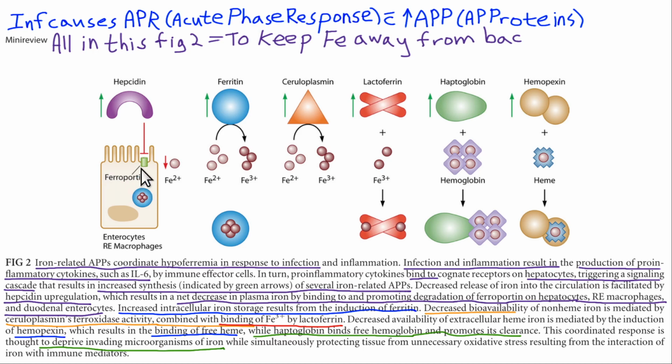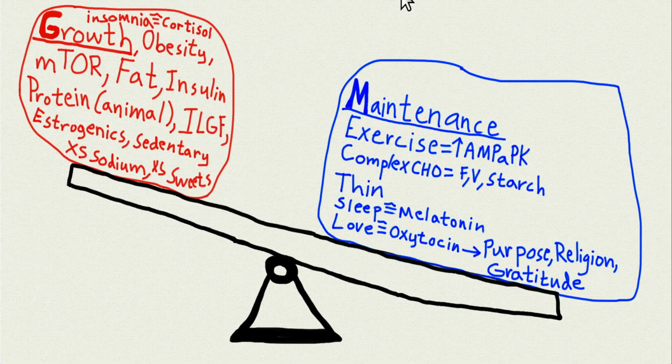Ferro means iron, portin means door, and this is on the enterocytes, the duodenum level cells. Enterocyte is from enteric tract, the gut. So you're going to shut down iron absorption, increase ferritin to store more in the body. Then you'll have these iron-binding proteins like lactoferrin to try to suck up any iron and keep it away from the bacteria. And you're also keeping it away from cancer.